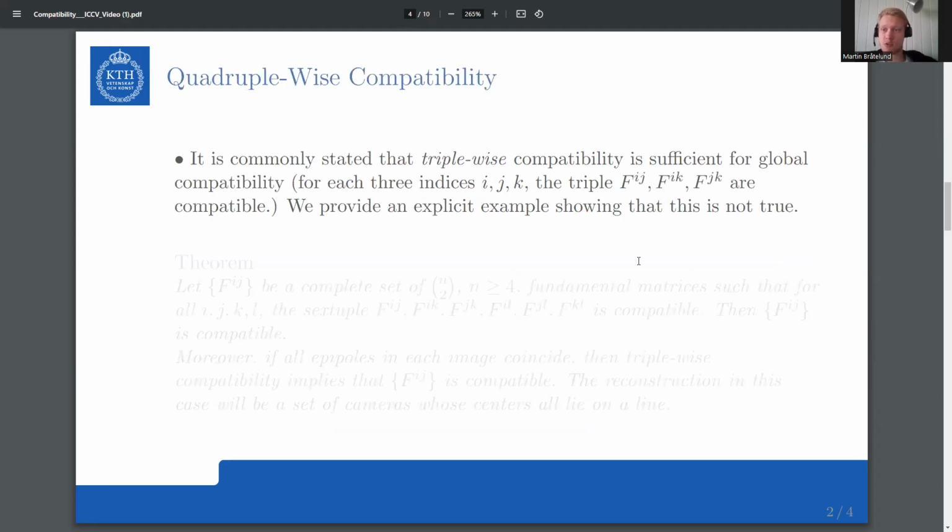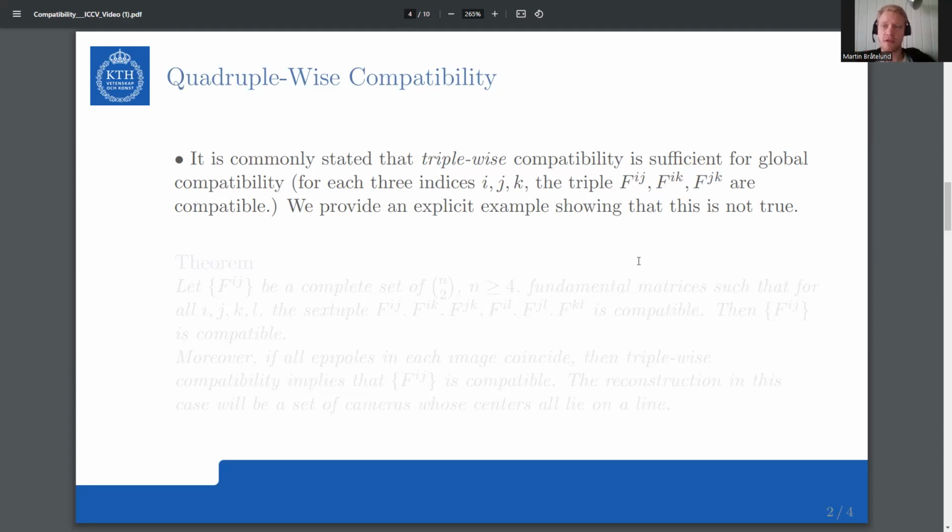Now, some work has already been done on this. Most famous is probably the result in the book by Hartley and Zisserman, where they give the conditions for three fundamental matrices to be compatible. So when do three fundamental matrices come from three real cameras? For the longest time, it seems to have been believed that this condition is the only one. So given a larger set of fundamental matrices, if each triple is compatible, then so is the whole set.